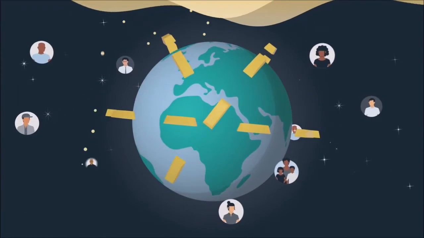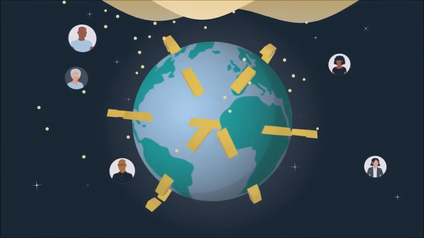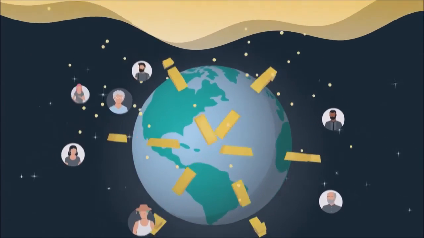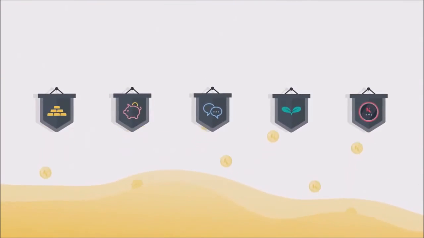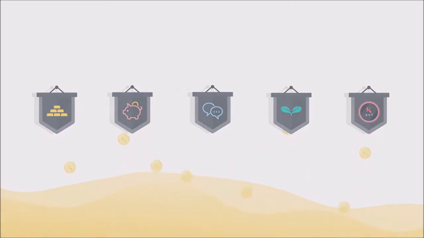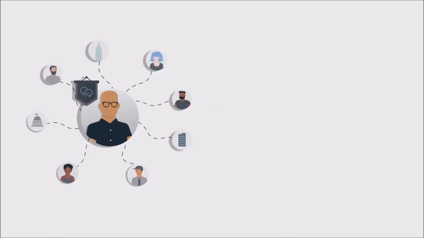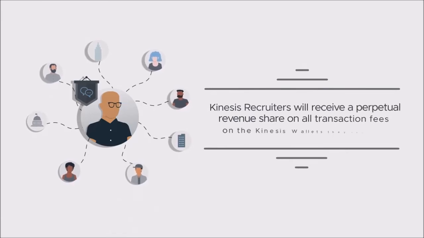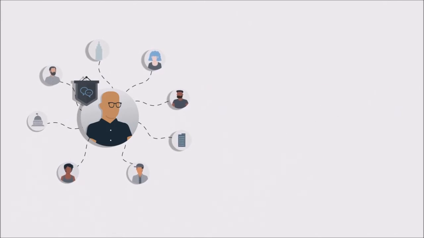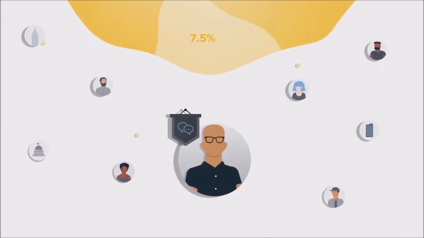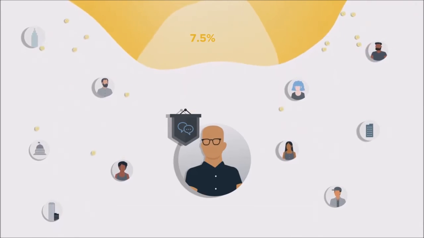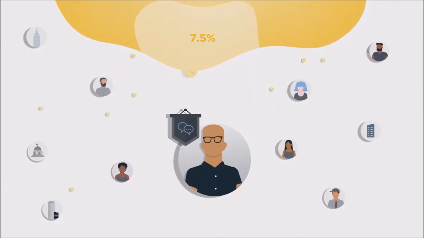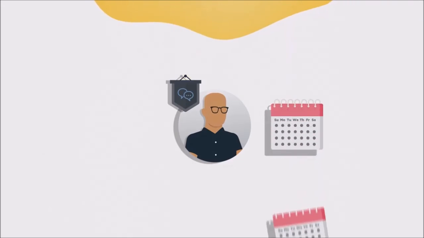Kinesis is an honest and fair system designed to incentivize use and reward those who participate and help us grow. As we grow and more users start to adopt Kinesis currencies, so do your yields. Let's explore this simple example. Kinesis recruiters will receive a perpetual revenue share on all transaction fees on the Kinesis wallets they recruit. 7.5% of all the transaction fees accumulated from every person or company they've recruited will be given back to the recruiter. This is paid monthly and in gold or silver.